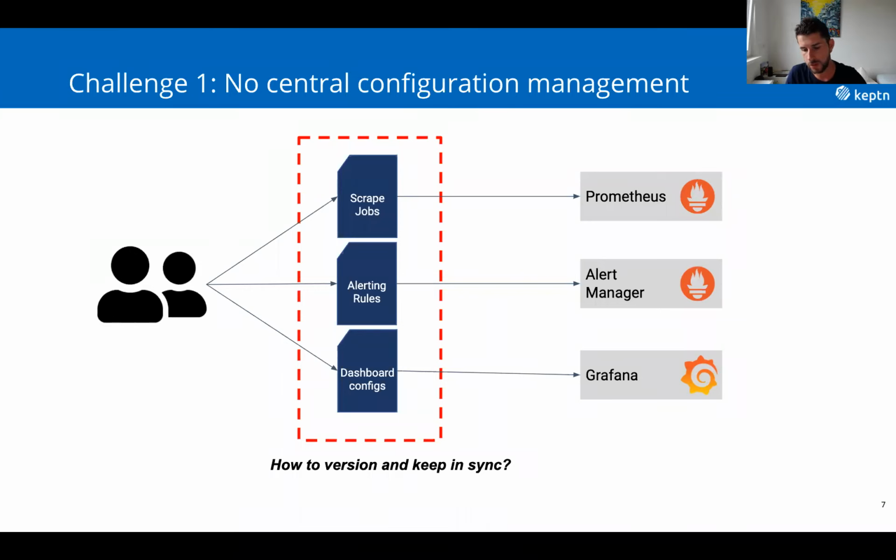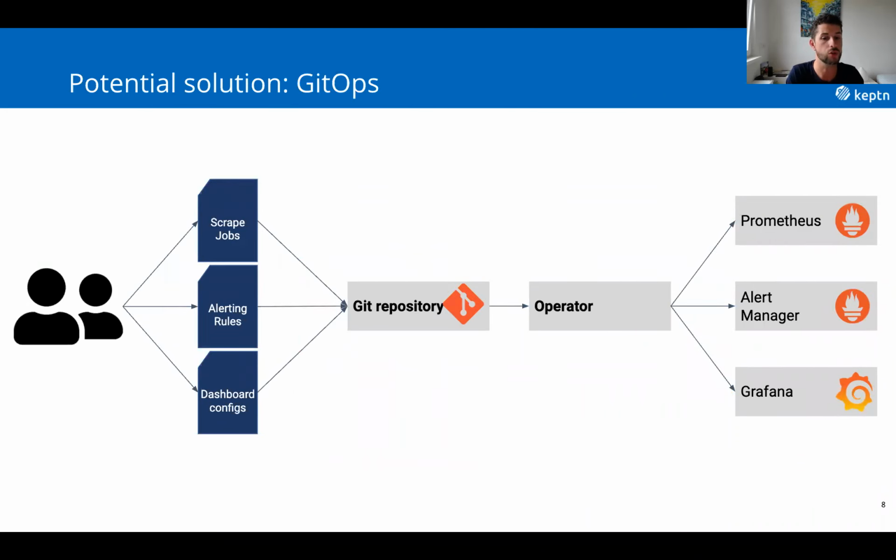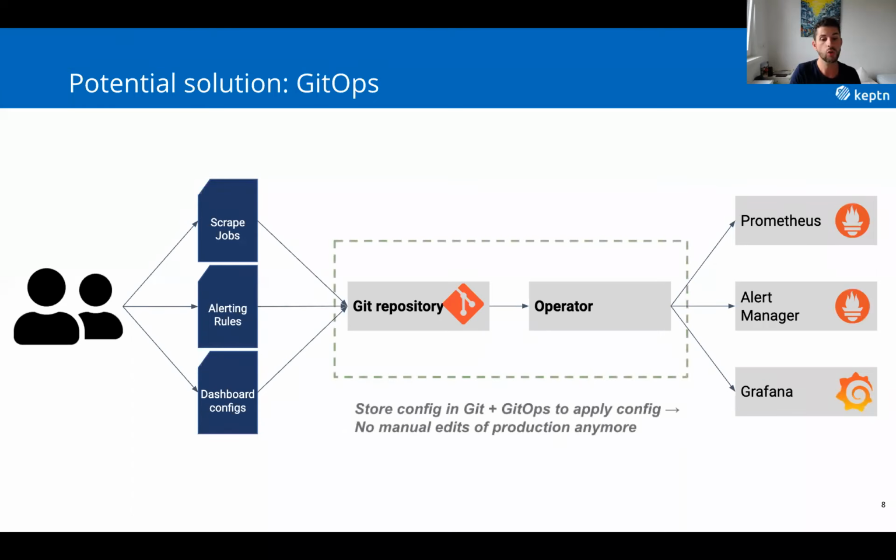So one very promising approach, and I think it's a very good approach, is to use a GitOps approach, where you basically put not only the code but also all your configuration resources in a Git repository and have some kind of operator synchronize the state of the Git repository with the state of your Kubernetes cluster. It's basically checking if the configuration of your Git repository reflects the configuration of your Kubernetes cluster or your Prometheus installation, your Alertmanager, your Grafana installation, and then it will apply the changes. So there is no need for a manual edit in your production system anymore.